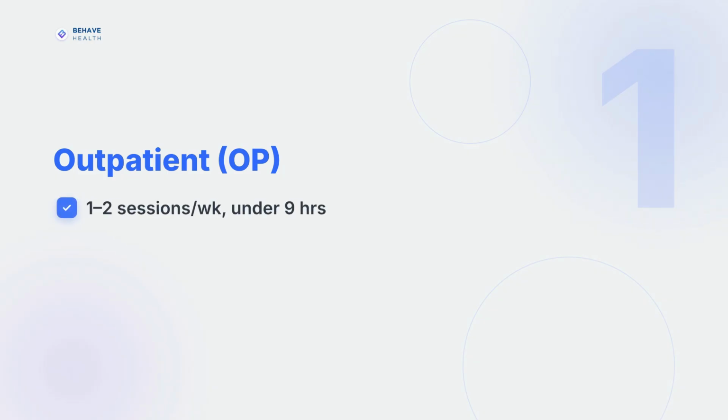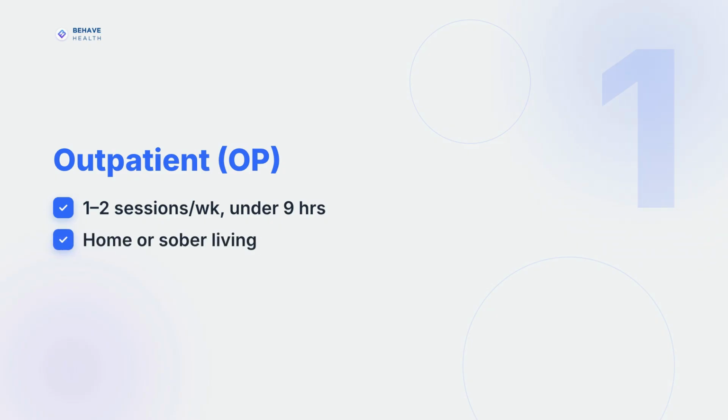Typically 1 to 2 sessions per week, generally under 9 hours of structured programming, though state definitions vary. Clients live at home or in a sober living residence, with a stable environment and adequate social support. It serves patients stepping down from IOP and individuals with mild substance use disorders or co-occurring conditions.